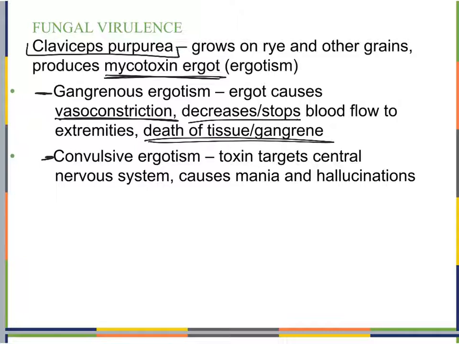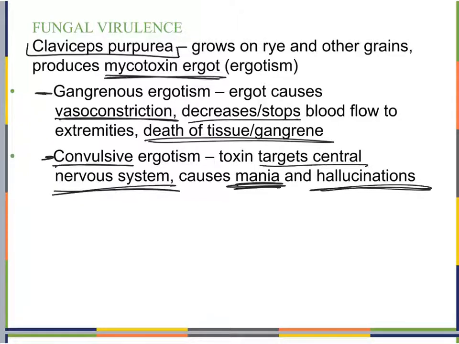Then the other type is convulsive. This is when the mycotoxin targets the central nervous system. So rather than being systemic in the bloodstream and causing vasoconstriction, sometimes the toxin can go to the central nervous system. When it goes to the central nervous system, it can cause mania, which is kind of an extreme emotional instability, and hallucinations, so actually seeing things that aren't there. And so this is the convulsive ergotism.